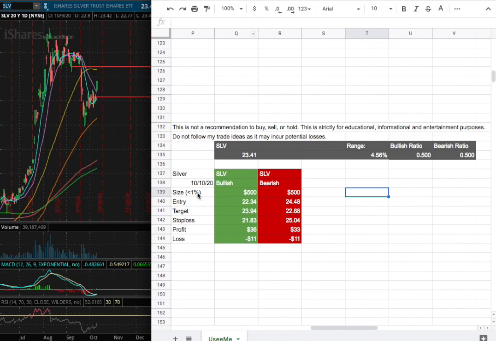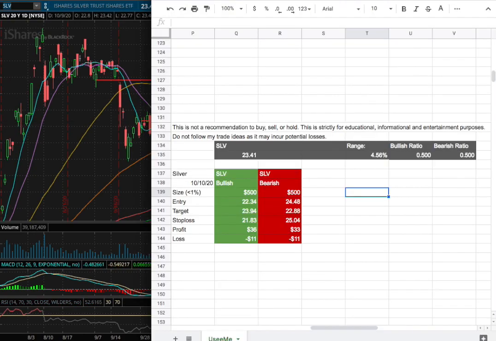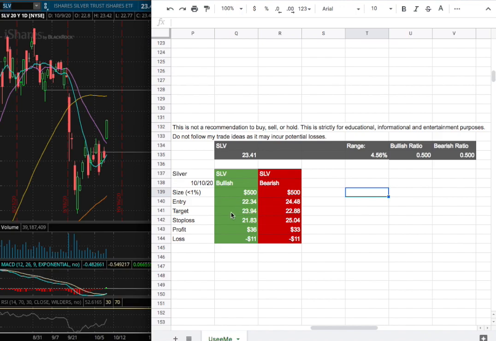So my position size will be less than 1% of my portfolio. My long entry will be at $22.34, which is this range right here, and that coincides with the 9-day moving average, this blue line. As for my sell target for my long, it will be $23.94, and my stop loss will be $21.83.